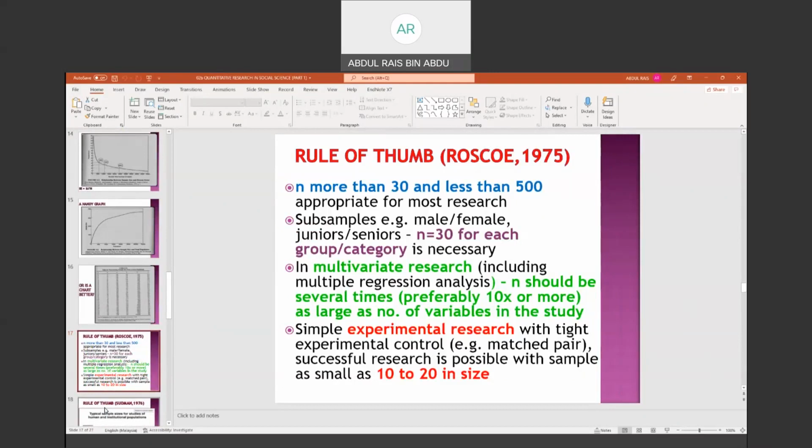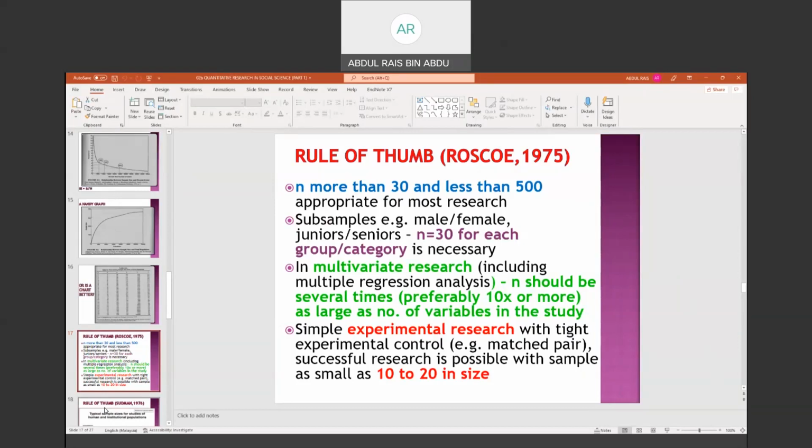So first popular rule of thumb dalam social science ni pertama ialah Roscoe 1975. What Roscoe said is n more than 30 or less than 50 is appropriate for most research. You have some samples, maybe male or female, orang Kelantan, Terengganu, Sabah, Sarawak. Usually, Roscoe recommend at least 30 people to represent for this subgroup of categories.